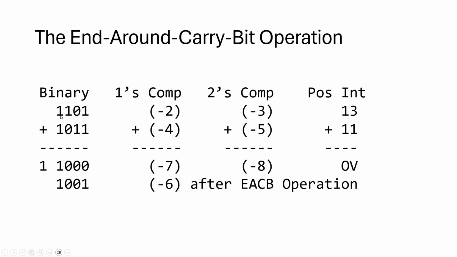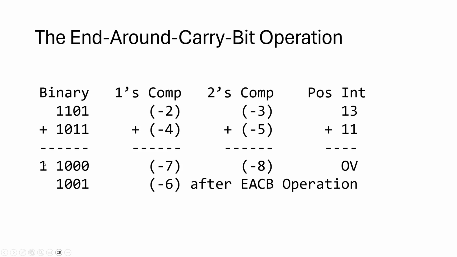In binary, this number, 1, 1, 0, 1, in the one's complement system represents the number -2. And 1, 0, 1, 1 in one's complement represents the number -4. If you do normal binary arithmetic with these two numbers, you get this result. It's a 1, 0, 0, 0 in 4-bit. We're talking about 4-bit arithmetic here. The result would be 1, 0, 0, 0 with a carry bit.